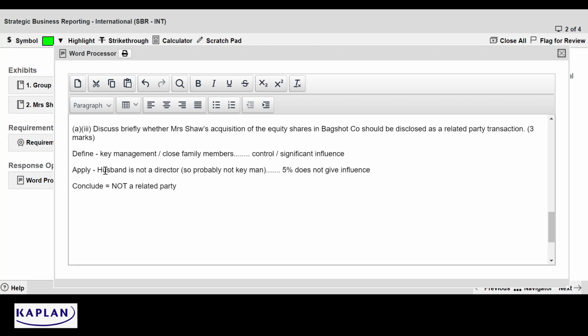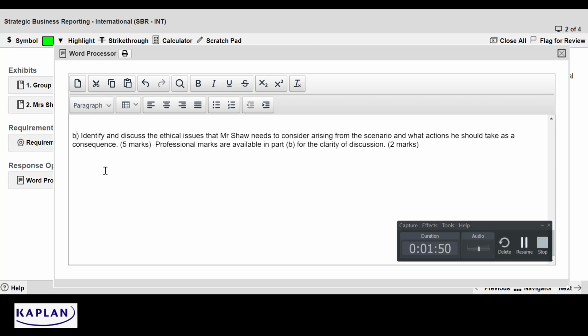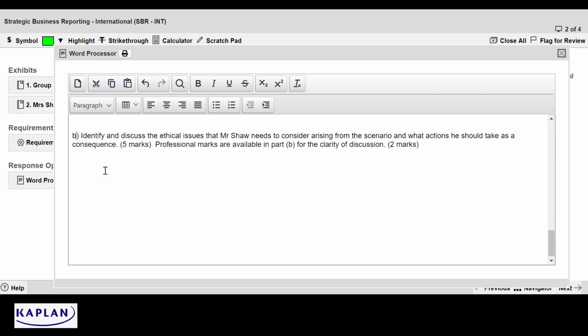So my plan here can be rustled up into proper sentences. That's what you would do in the exam. Read the examiner's answer for a more considered, mature, complete answer. But effectively, the conclusion is that it's not a related party transaction. 5% doesn't give you any influence. And the position of the husband, Mr. Shaw, does not appear to be one where they are a member of the key management.